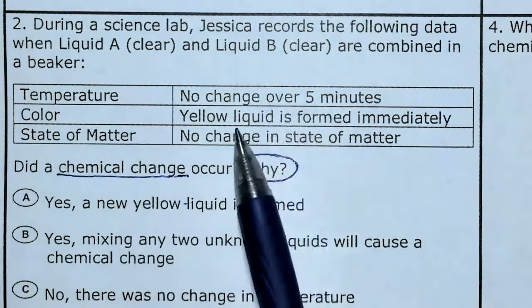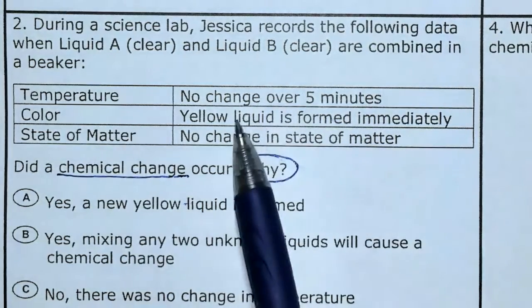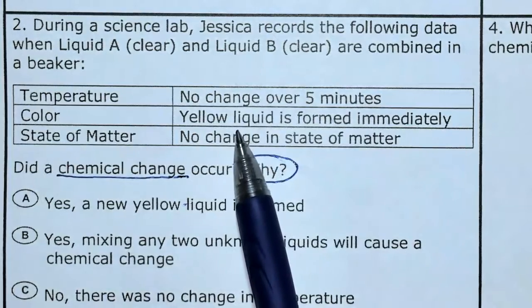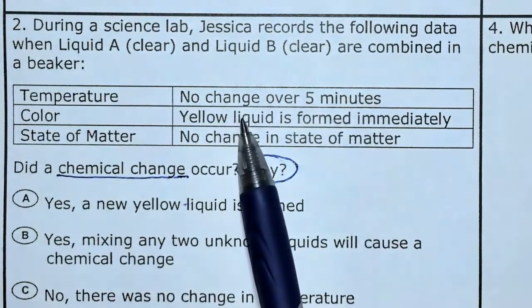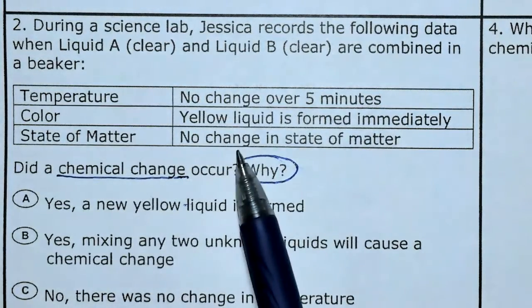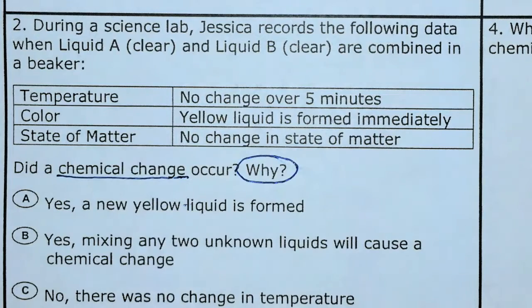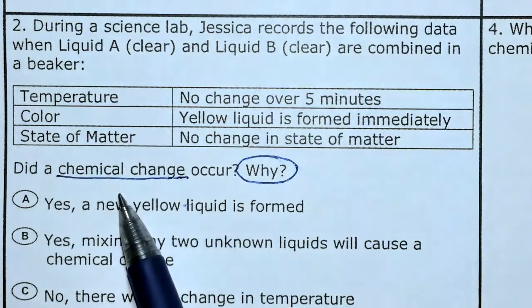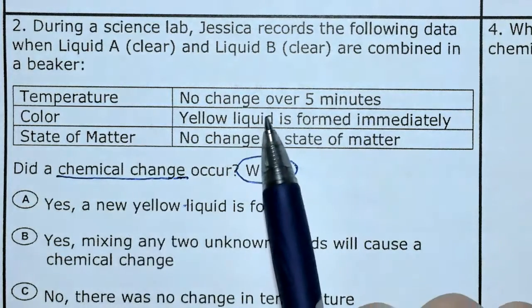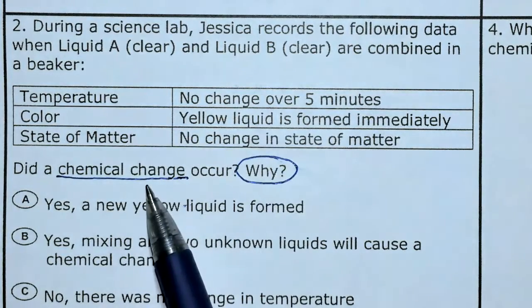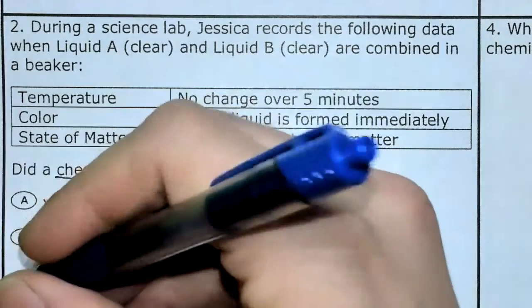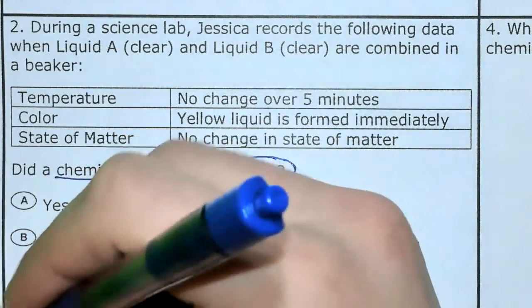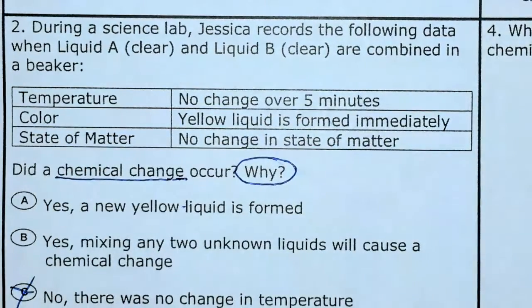Color change. A yellow liquid is formed immediately. Remember, an unexpected color change is a sign of a chemical change. State of matter, no change in the state of matter. No liquid to solid, no solid to liquid, okay? So no change in the state of matter. Why did a chemical change occur, guys? We know that one of these is going to be a chemical change, this one right here, color. But why did it occur? So we can automatically take off the no, because yes, a chemical change did occur.